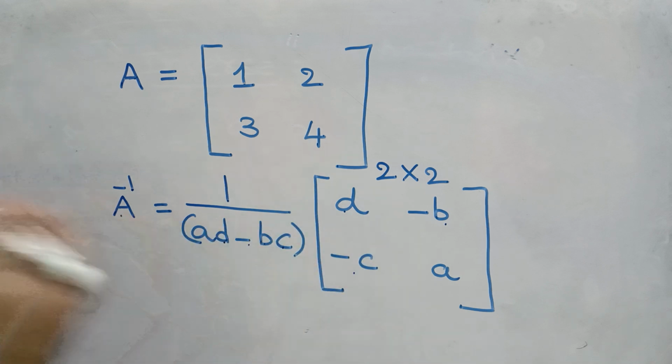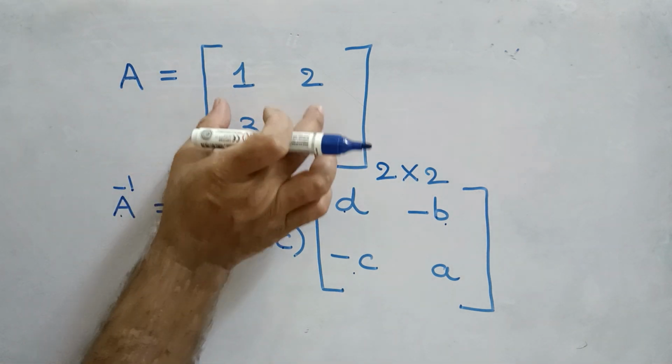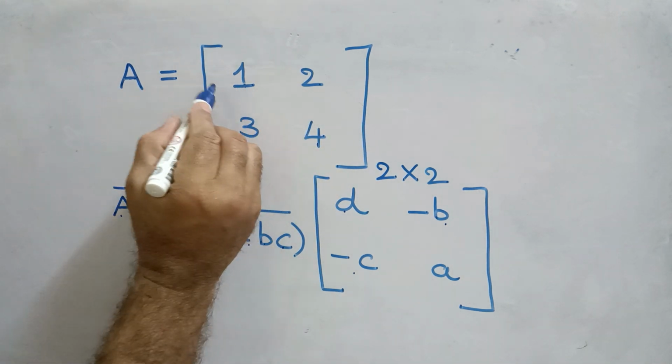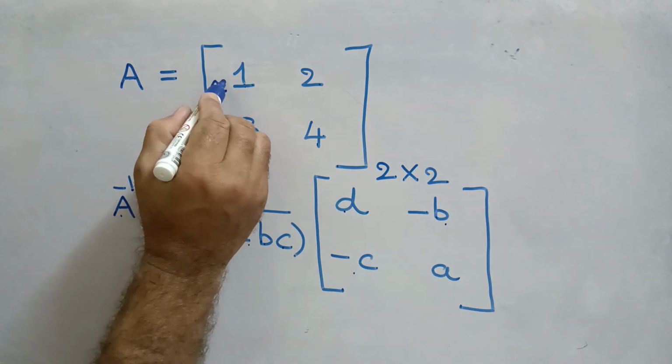What are these A, B, C, D actually in this formula? Very easy, I am just reminding you all of that. In the given matrix, this one must be considered as A. Your A is equal to 1 actually.